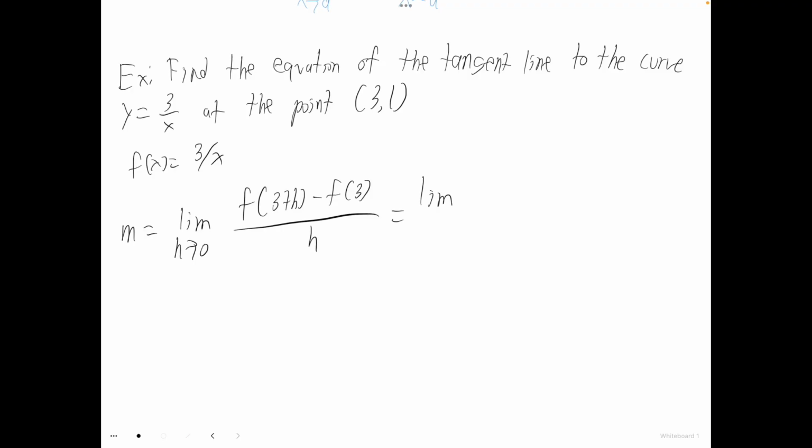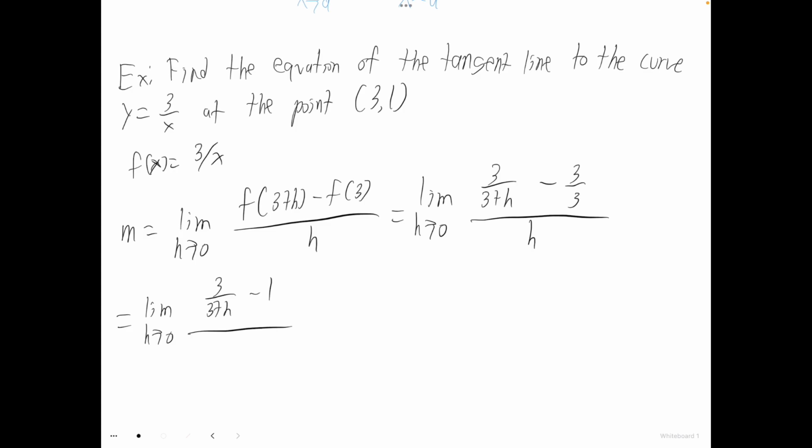So plugging things in, this is the limit as h goes to 0. Now we're plugging 3 plus h into the formula 3 over x, so we're going to have 3 over 3 plus h minus f of 3. Well, f of 3 is just 3 divided by 3, all divided by h. So this is the limit as h goes to 0 of 3 over 3 plus h minus 1 divided by h. Now getting a common denominator, this is the limit as h goes to 0 of 3 minus 3 plus h divided by 3 plus h, all divided by h.